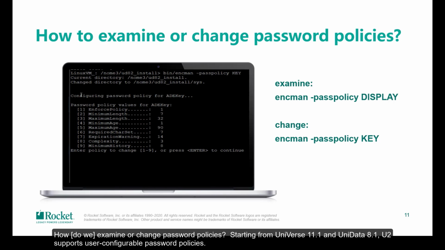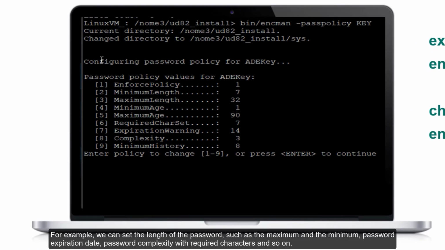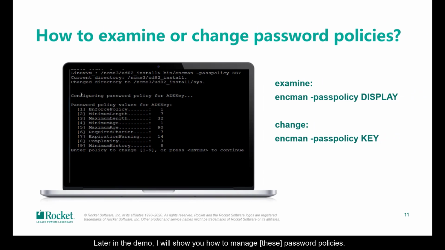How to examine or change password policies? Starting from UniVerse 11.1 and UniData 8.1, U2 supports user configurable password policies. You can configure password policies using the eCommand utility or within xadmin. We allow our users to specify groups of password policies for encryption keys and wallets. For example, we can set the length of the password, such as the maximum and the minimum, password expiration date, password complexity with required characters, and so on. Later in the demo, I will show you how to manage the password policies.